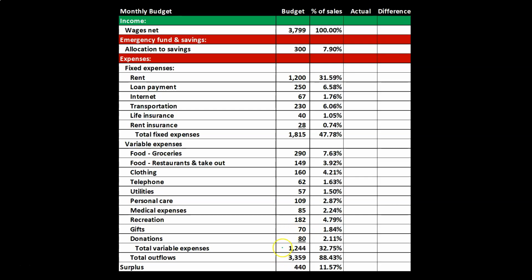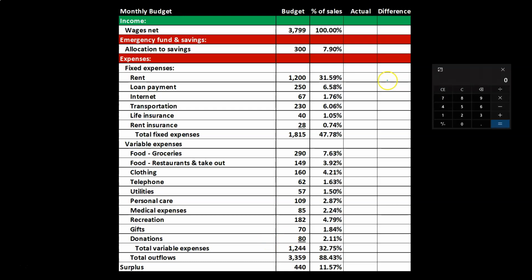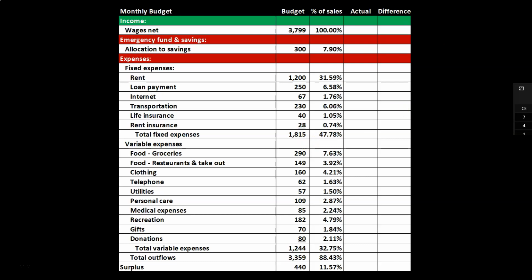Then we've got the total expenses, which we added the fixed expenses and the variable expenses to get the total, and then the surplus. So note, we're adding this up on the outflows, the total outflows being the 300, which includes the savings, the amount that we're committed to the savings, which is an outflow, not really an expense. Then we've got the 1815 for the fixed, and then we've got the 1244 for the variable. That gives us the 3359 minus the income, which we had, which is the 3799. That gives us our difference of the 440, which we can then say, where are we going to put that 440?